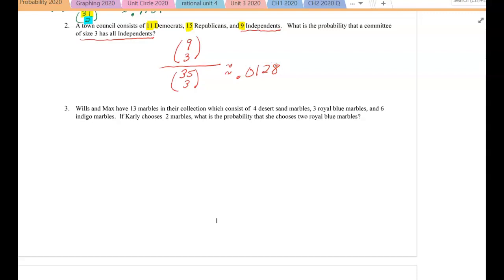In statistics, we tend to use 4 decimals, so I will do that throughout the lesson. For problem number 3, Wills and Max have 13 marbles in their collection, and there are various colors. Carly chooses 2 marbles. What's the probability that they're both royal blue? There are 3 royal blue marbles, so the favorable outcomes would be 3 choose 2, divided by the total number of outcomes. Out of the 13 marbles, she needs to choose 2. When you type this into your calculator, you get 0.0385.